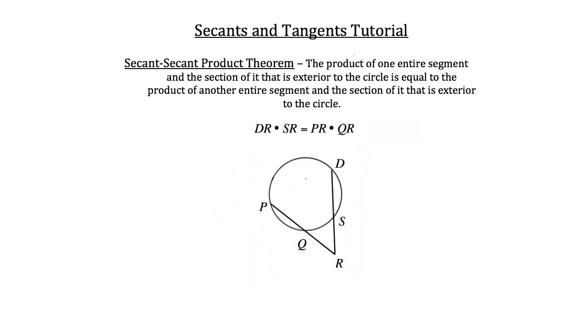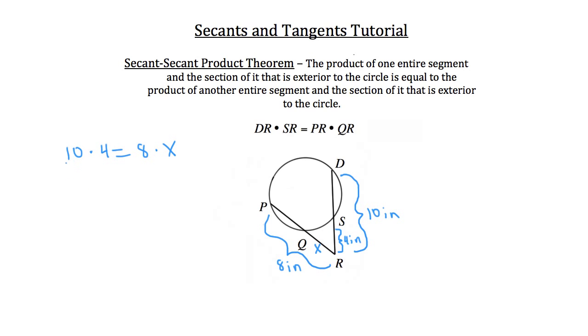Now let's try a practice problem to work that out. So if I told you that DR had a length of 10 inches, and SR had a length of 4 inches, and then PR had a length of 8 inches, could you solve for the last piece, QR? Well, yeah, you could use the secant-secant product theorem. So DR, which is 10 inches, times SR, which is 4 inches, should be equal to PR, which is 8 inches, times QR, which we don't know, so I'm just going to write that as x.